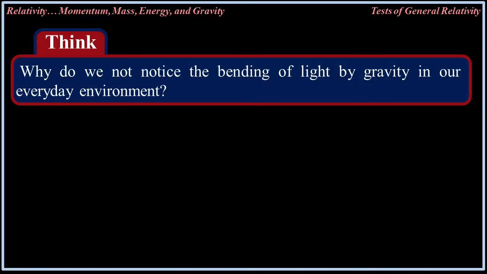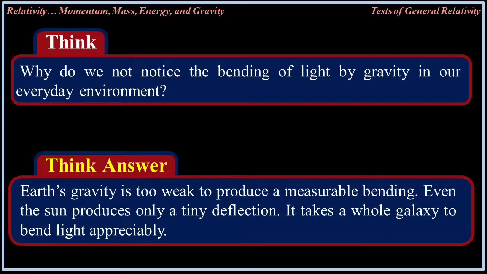Think, why do we not notice the bending of light by gravity in our everyday environment? Earth's gravity is too weak to produce a measurable bending. Even the sun produces only a tiny deflection. It takes a whole galaxy to bend light appreciably.